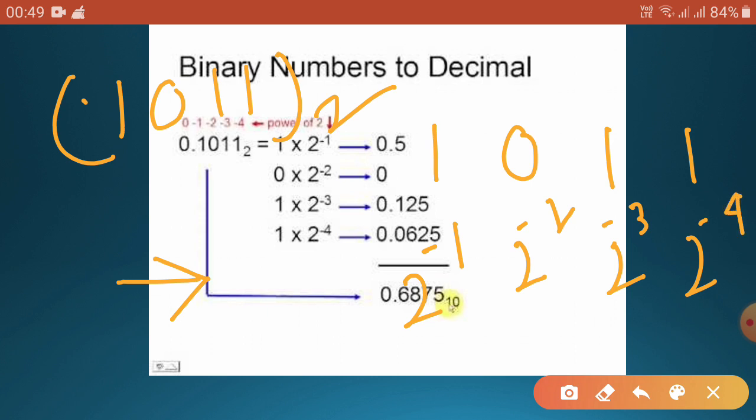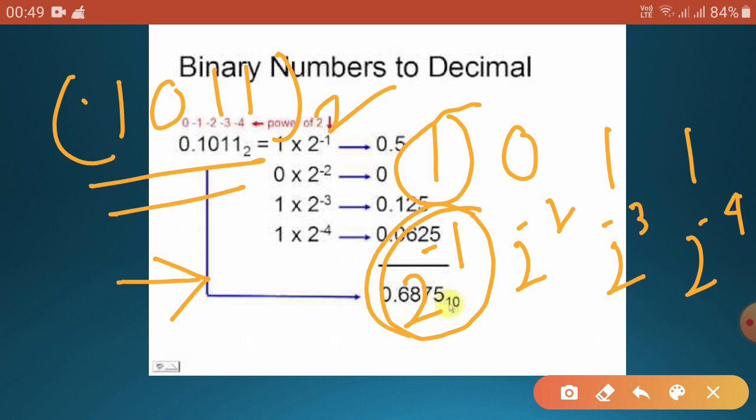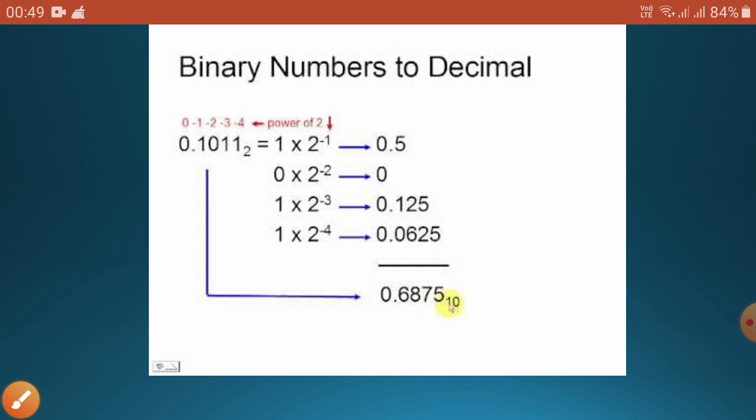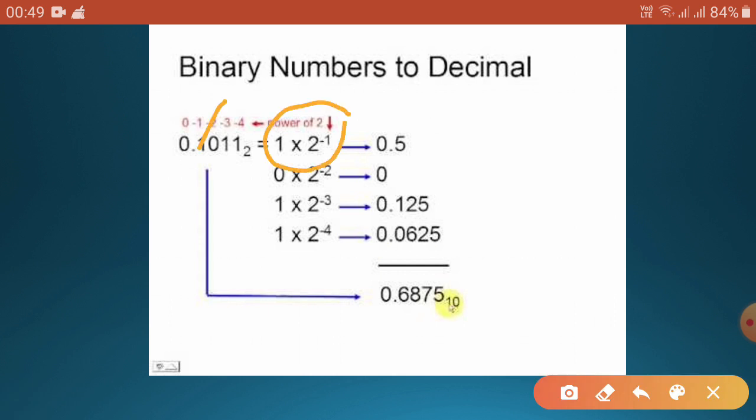Here the position values after the point start at 2 to the power minus 1, so we multiply all the digits with the positional values, then we add all the values. Look: the first 1 is multiplied with 2 to the power minus 1, the 0 with 2 to the power minus 2, then the 1 with 2 to the power minus 3, and then 2 to the power minus 4.